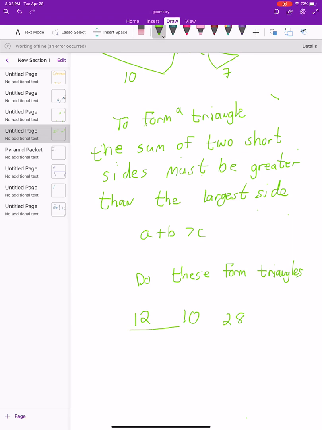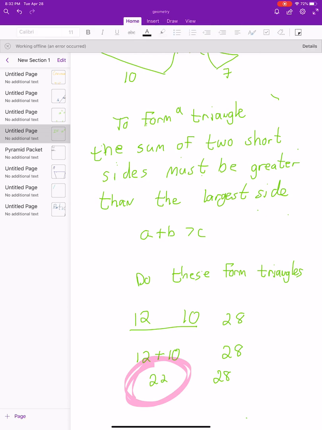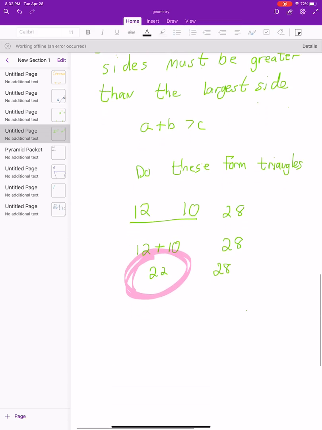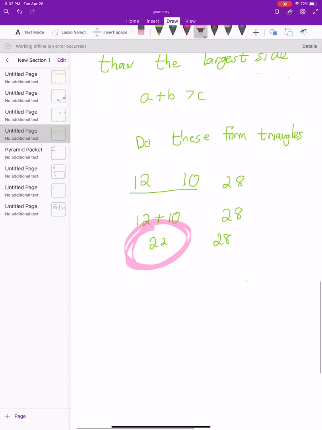All right, so I'm going to take my two short sides, right? I'm not squaring them, not the Pythagorean theorem stuff. It's just straight up adding. 22, 28. Nope. Remember, this sum has to be larger, okay? And it's not. So it does not form a triangle. All right? No triangle. No.